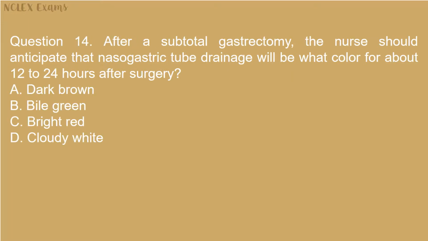Question 14. After a subtotal gastrectomy, the nurse should anticipate that nasogastric tube drainage will be what color for about 12 to 24 hours after surgery? A. Dark brown. B. Bile green. C. Bright red. D. Cloudy white.